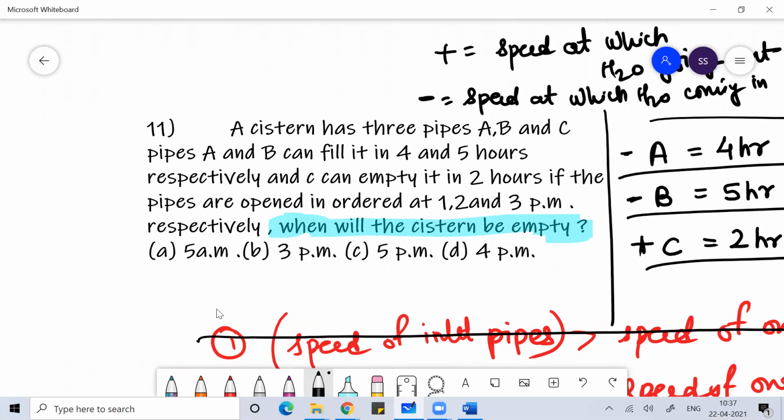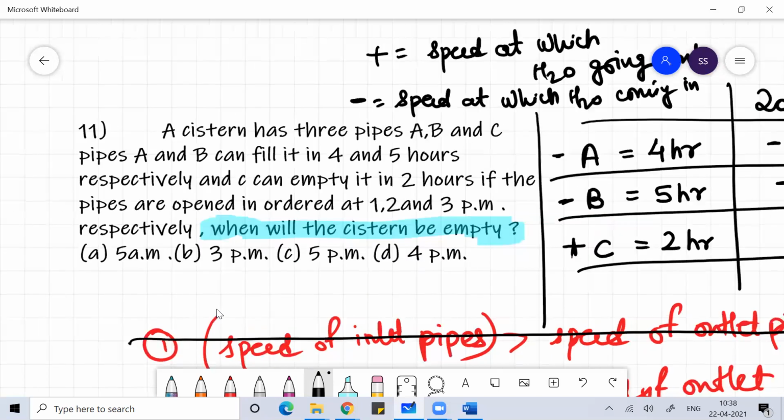In this question, it's not like you're opening all of them together or closing all of them together. Here in this problem, the pipes are opened at different time intervals. You can see they are opened in order at 1 p.m., 2 p.m. and 3 p.m. So the first pipe you open at 1 p.m.